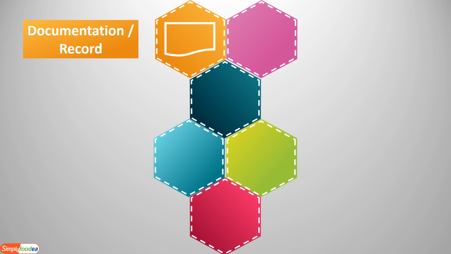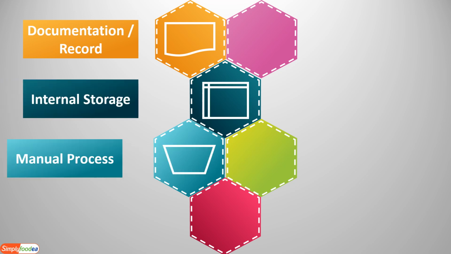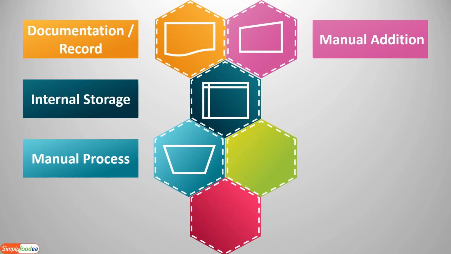Also, a mix of two shapes, the rectangle and a wavy corner, will be for the documentation or the record. This shape will be for the internal storage, and the trapezoid will be for the manual process. Also, this shape will be for the manual addition.